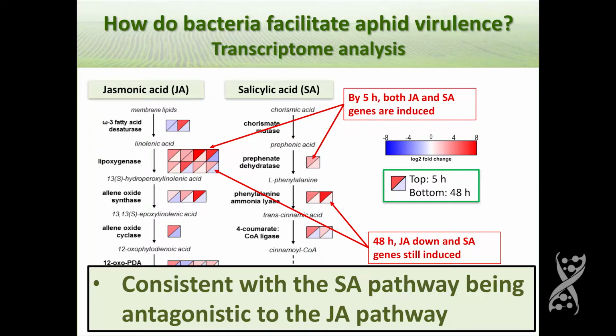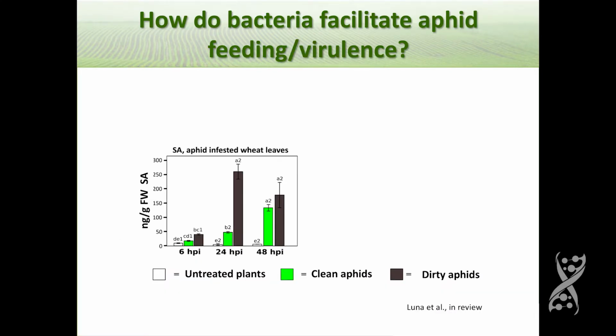Now, this is consistent with what others have found in other systems, that jasmonic acid pathways go up early and then down, and salicylic acid pathways remain high. Now, the salicylic acid pathways are those which are probably being induced not by the aphid, although the dogma is still out there that the aphid's inducing them, but possibly by the bacteria. But what these findings are consistent with is that the salicylic acid pathway might be antagonistic to the jasmonic acid pathway. So then we asked, are the hormones produced in these interactions?